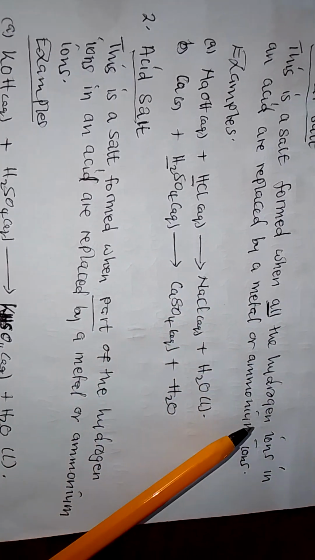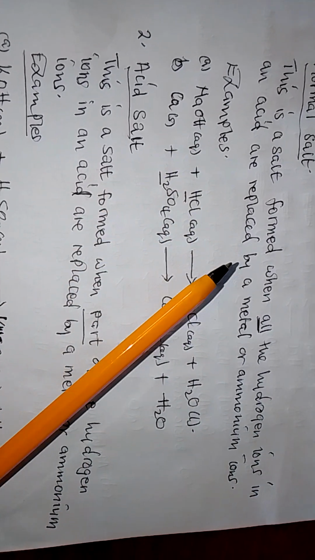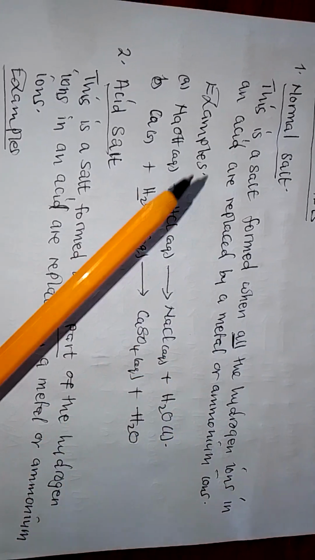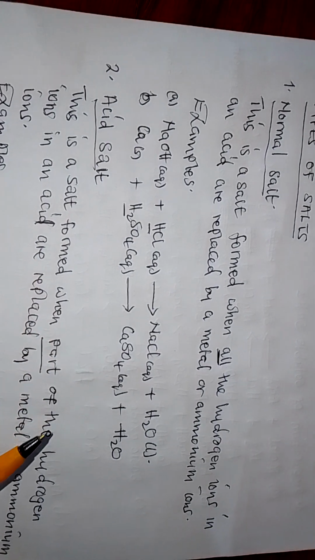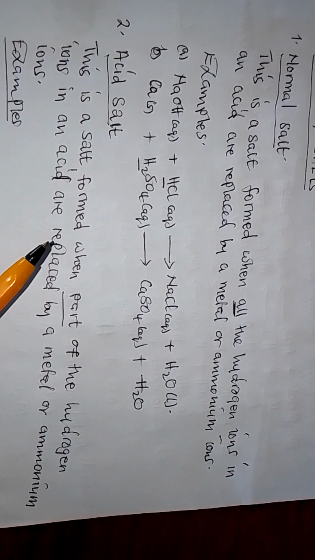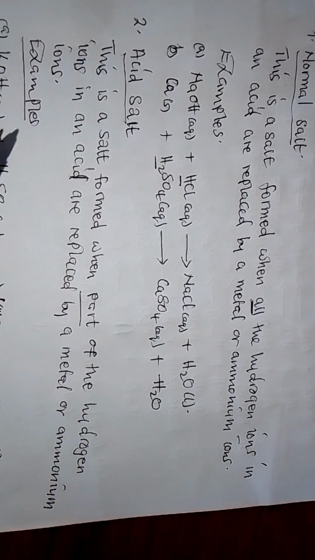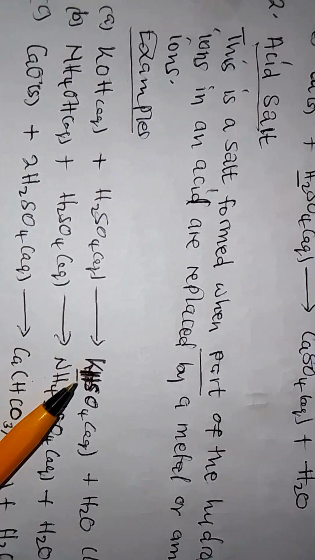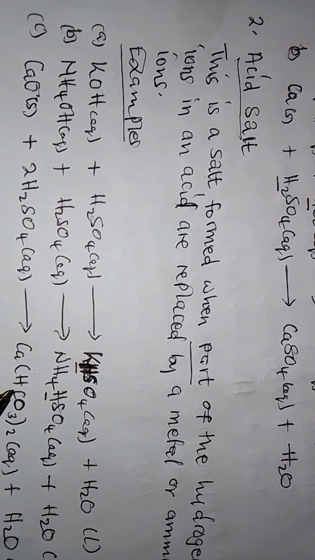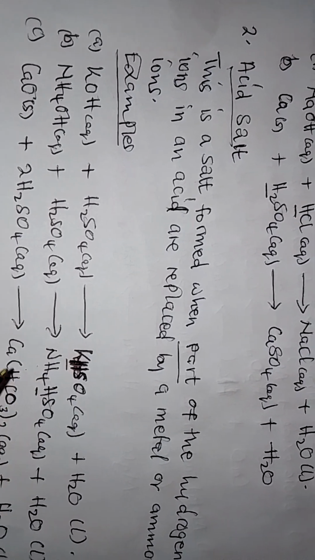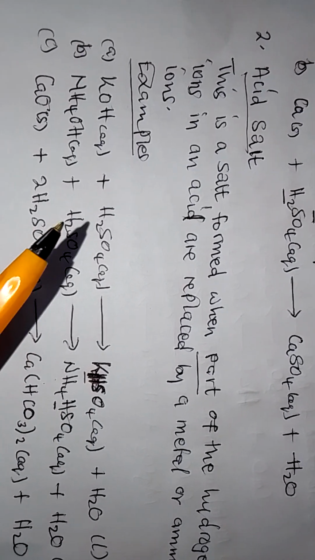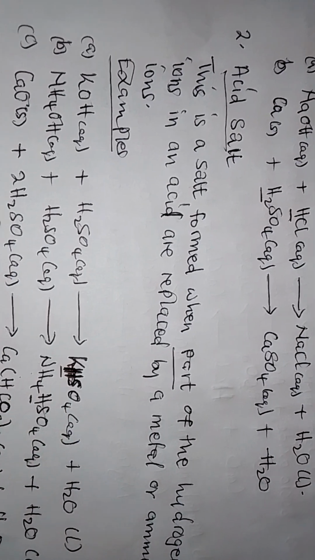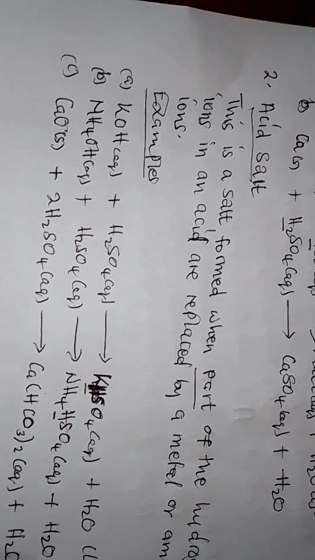All the hydrogen ions in an acid are replaced by a metal or ammonium ions in a normal salt. But in an acid salt, this is a salt formed when part of the hydrogen ions in an acid are replaced by a metal or ammonium ion. Examples are here. You can see the hydrogen remaining in this. Have you seen that? This is ammonium hydrogen sulfate, calcium hydrogen carbonate. All these are acid salts, where not all the hydrogen ions are displaced, only part of it. Have you seen? Okay, don't confuse yourselves.